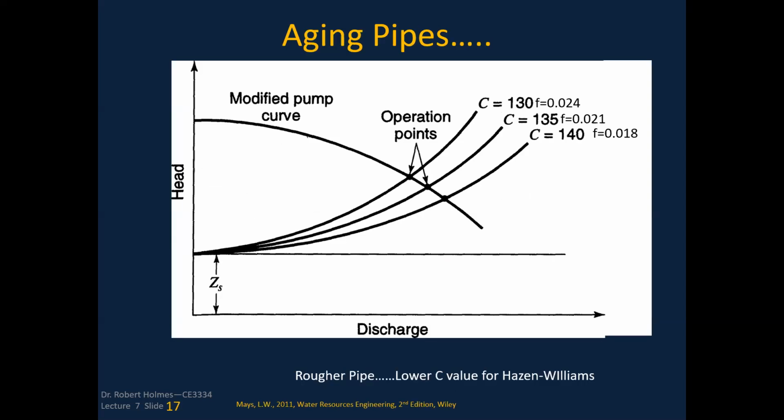Again, if you've got aging pipes, here's our pump curve, and the pipes get older, and you can see as they get older, their roughness changes. And so we go from when it's a new pipe having this very high discharge, lower head, to when it's a lot rougher with scale buildup and things like that, to where we've got a higher head with a lower discharge required for this operating range.